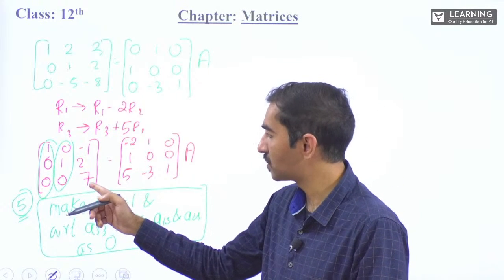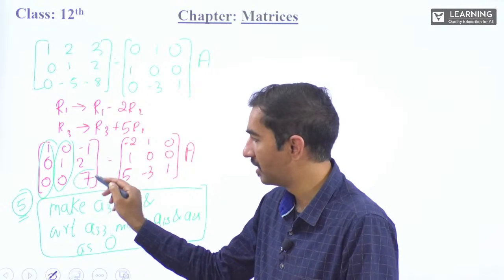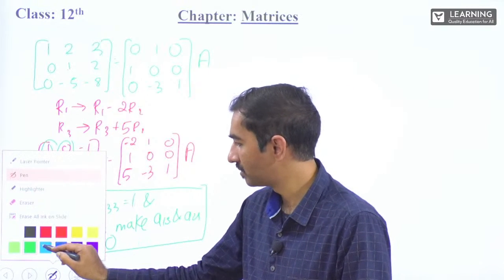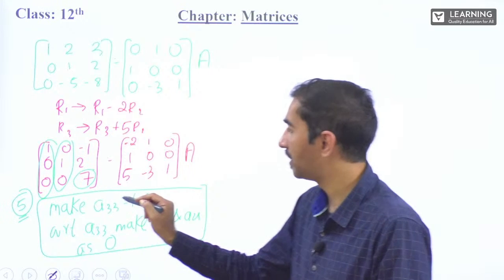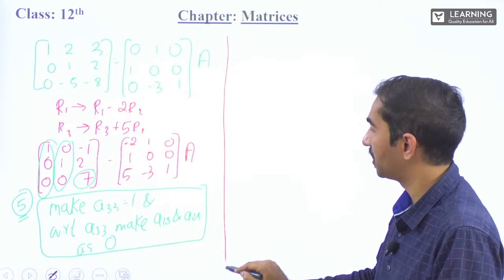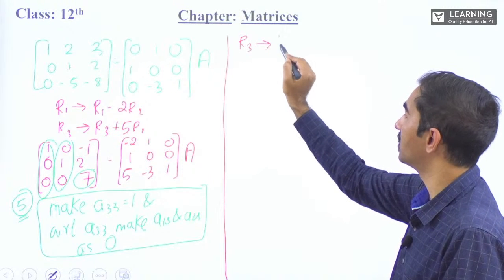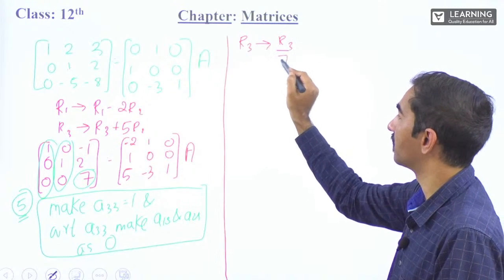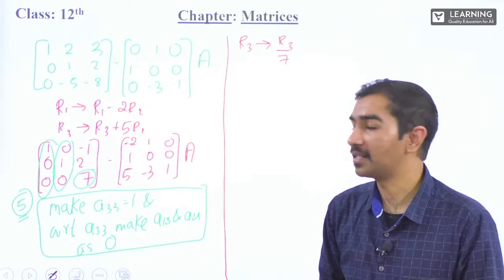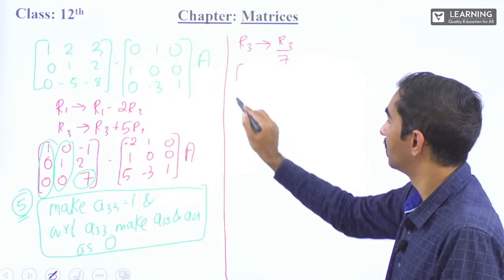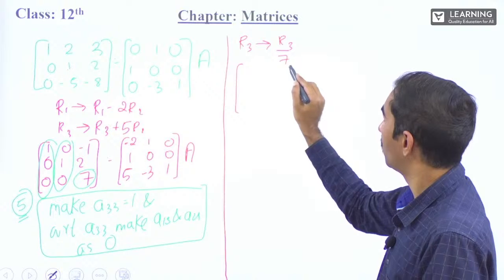Now how do we make this as 1, students? A33 is this element, right? How do we make that element as 1? Row transformation again. Here we'll write R3 equals R3 by 7. Simple. R3 equals R3 by 7. What will happen? So R1 and R2 are untouched.